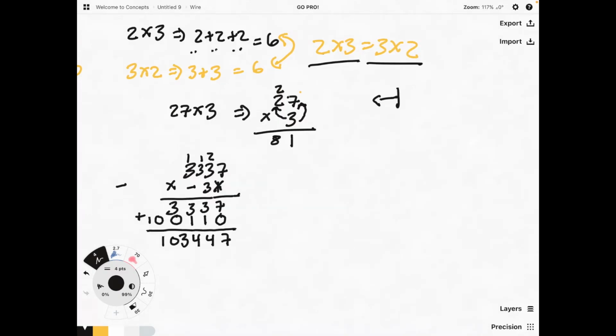Now you might think you're done, but you have to remember that we multiplied a positive times a negative. And so we have to remember to bring down the negative from our rule, that a positive multiplied by a negative is going to give us a negative number. So this is your answer, negative 103,447.